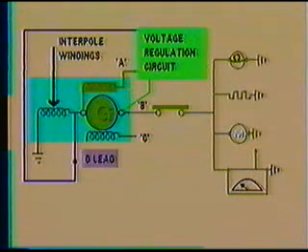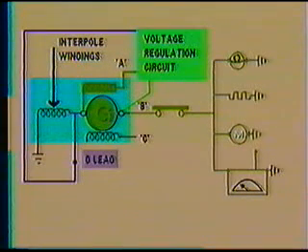The D lead, which we've already mentioned, is the last connection. It is purely a sensing point to be used by the control panel in determining proper operation of the generator system.